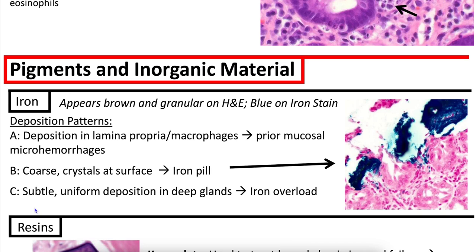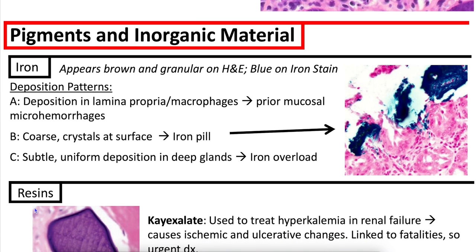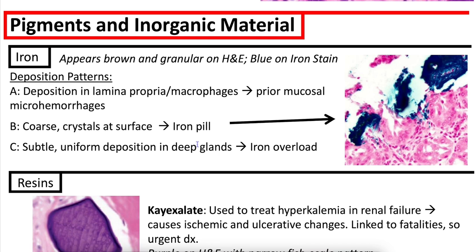All right, pigments and inorganic material. All right, we have traversed the realm of the GI tract from esophagus to colon. Now we talk about pigments and inorganic material. Iron appears brown and granular on H&E, blue on iron stain. There are different patterns. Deposition in the lamina propria macrophages suggests prior mucosal microhemorrhages. Coarse crystals at the surface suggest iron pill, and subtle uniform deposition in the deep glands suggests iron overload.